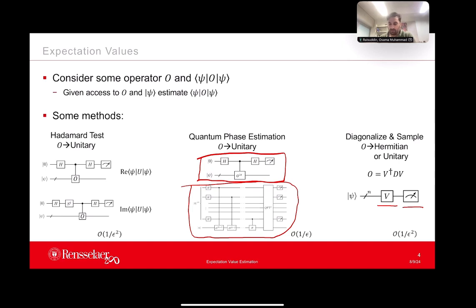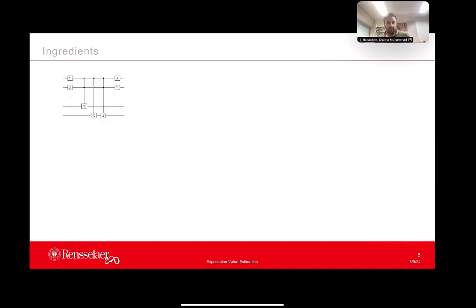Now, the method that we are going to focus on is this method. And this is what is being done under the hood when you call the estimator primitive in a library like Qiskit. Now let's go over the ingredients for this procedure real quick. You have some arbitrary quantum circuit. I'm going to call this quantum circuit Q. And this is going to prepare my state psi, of which I want to compute the expectation values.